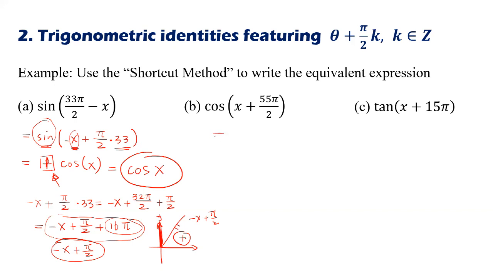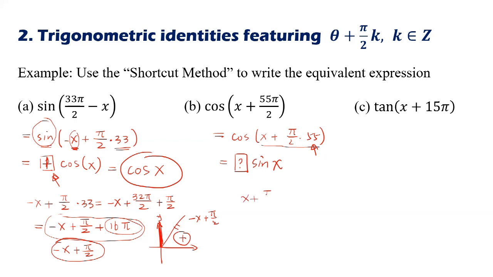Okay. Let's have a look at the second one. Okay, according to the shortcut method, first let's rewrite this in a standard form. As you can see here, this is 55, right? 55 is an odd number, so we change the name of the ratio to the cofunction. Cofunction of cosine is sine, right? And this is actually sine x. And remember that you need to determine the sign in front of the sine x here. And this sign here is determined by considering which quadrant this angle is in, right?